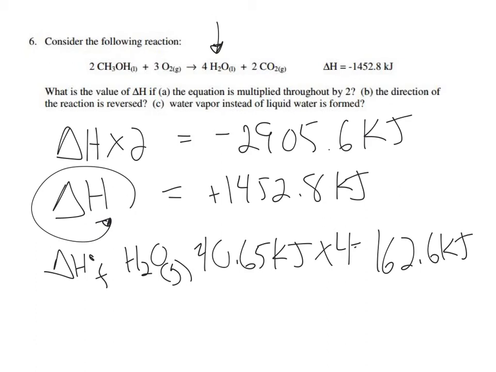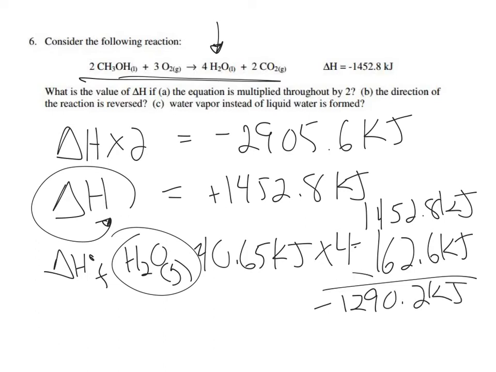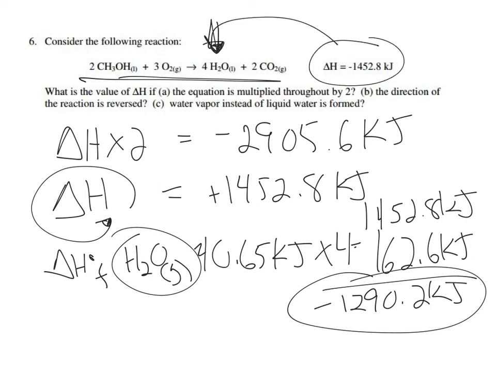kilojoules. So the difference between the reaction that we have and the reaction if this was water vapor instead of liquid water is that there would be a difference of 162.6 kilojoules less coming out of the reaction, because that energy is now going into vaporizing the water. So we're going to subtract that from our 1452.8 kilojoules, and we would see that the reaction in that case would be 1290.2 kilojoules. Okay, so the amount released is lower because some of the original energy is now being used to vaporize that water, and therefore the net result is somewhat smaller.